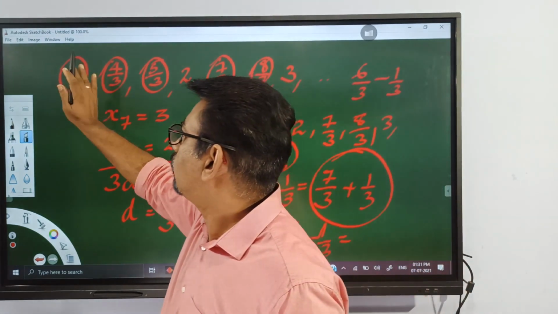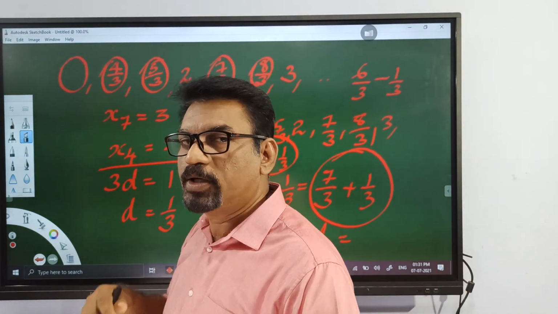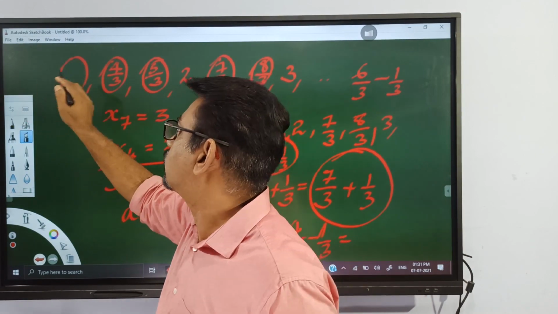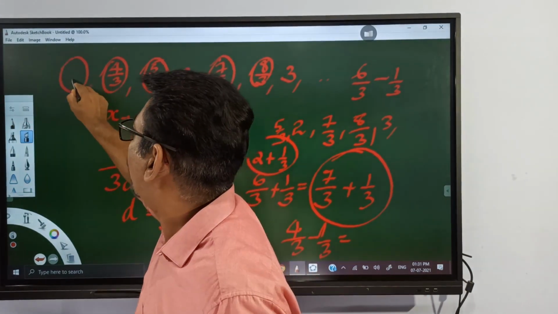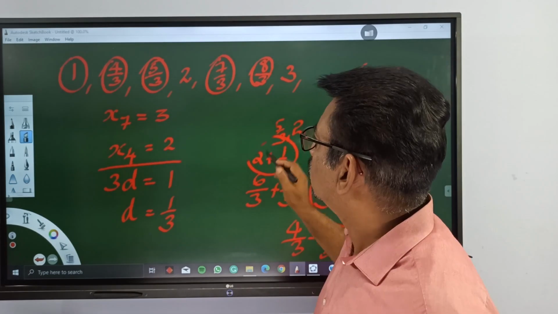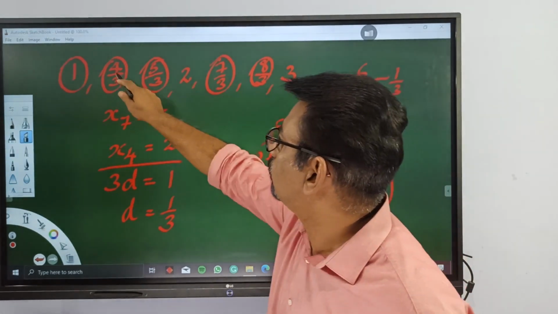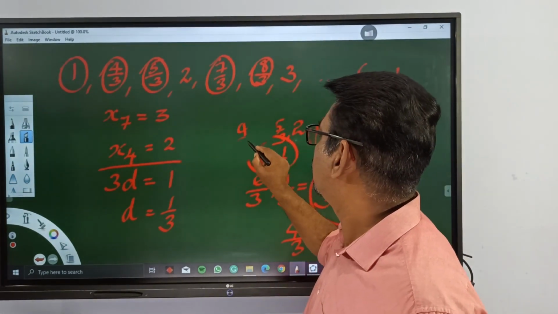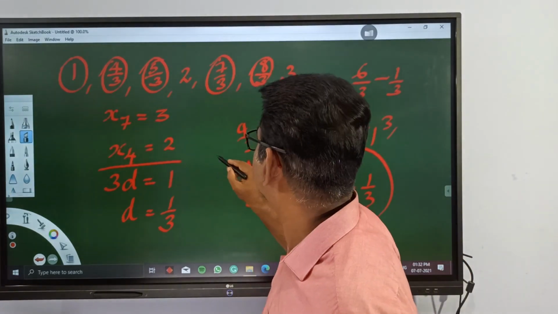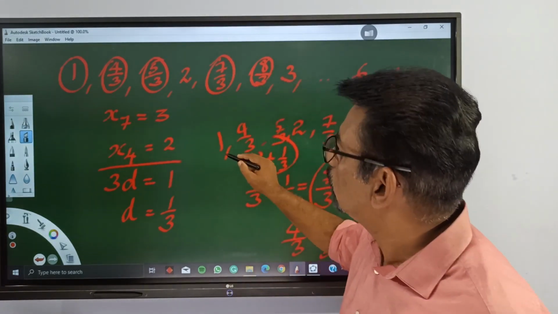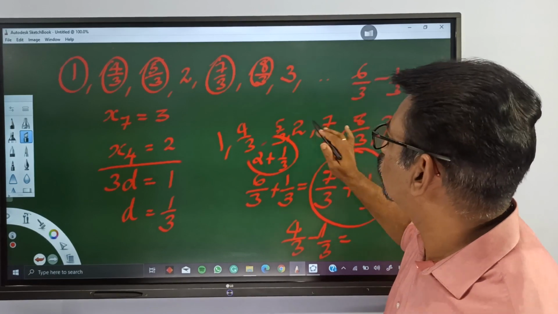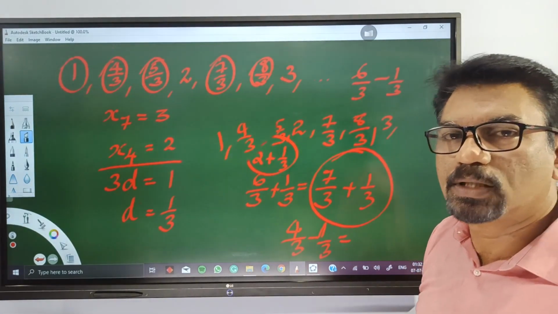Therefore ആലോചിച്ച് നോക്കുക. 4 by 3 ന്റെ അകത്ത് 1 by 3 കുറക്കുമ്പോൾ കോമൺ ഡിനോമിനേറ്റർ ആണ്. 4 minus 1 എടുത്താൽ മതി. 4 minus 1 3 ആണ്. 3 by 3 is equal to 1. Therefore the sequence. Therefore just before 5 by 3 we have 4 by 3 and before that we have 1. Therefore 1, 4 by 3, 5 by 3, 2 etc are the terms of the sequence.